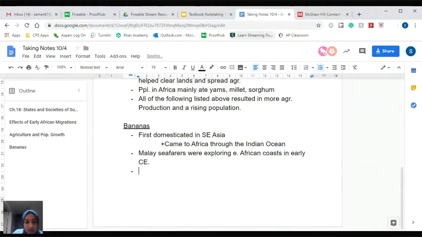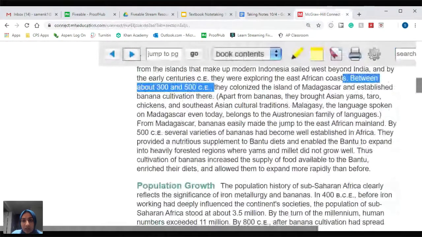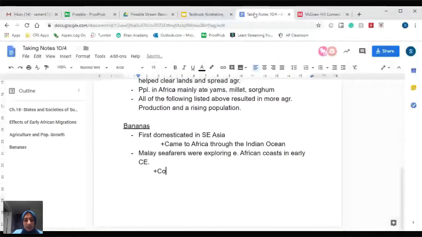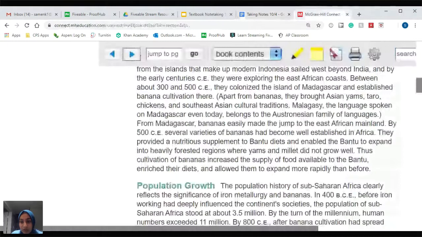And then, like I said, we could make a little subpoint under that, where it talks about what they did. They colonized Madagascar and established banana cultivation. So here I just summed up what this was trying to say.